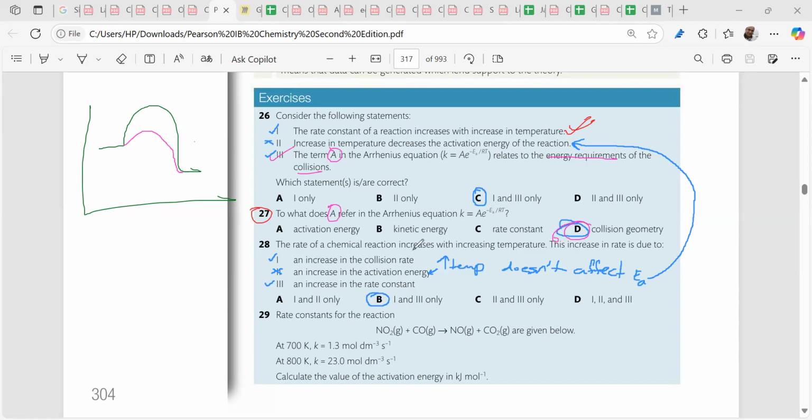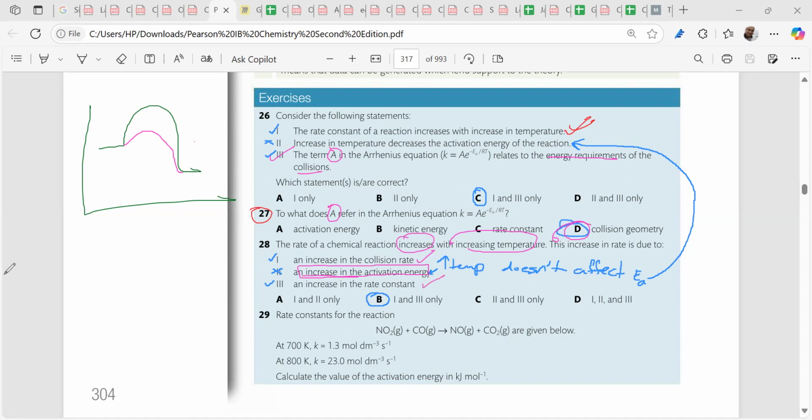So the rate of the reaction increases with increasing temperature. This increase of the rate of the reaction is due to what? Increase in collision rate. Yes. Increase in the activation energy? Nothing can change the activation energy in the world, or the universe, right? Increase in the rate constant, yes, right?